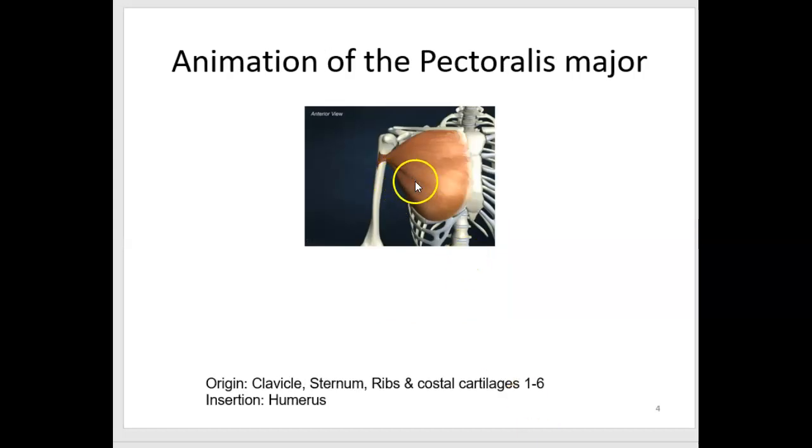And then I also have a video for the pectoralis major, and I'm going to play that for you as well.